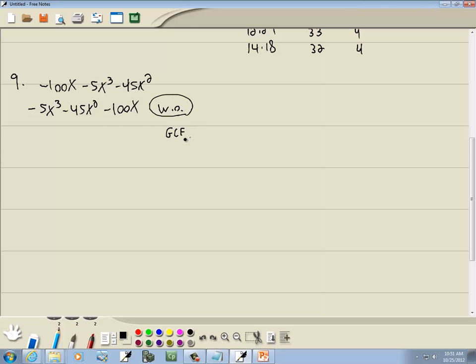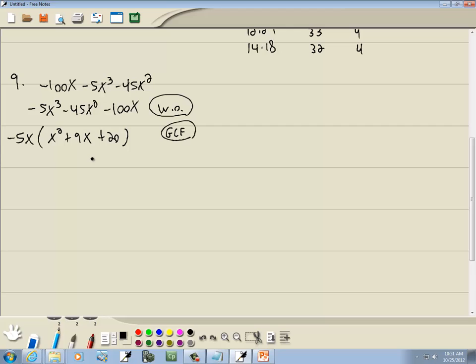First method is GCF, and I notice they at least have a negative in common. So first term is negative, so I bring out a negative. They're all divisible by 5, so I bring out a 5, and they all have 1x. Negative 5 is gone, that leaves me x squared. Negative 45 divided by negative 5 is a positive 9x. Negative 100 divided by negative 5 is positive 20, and that x is gone.